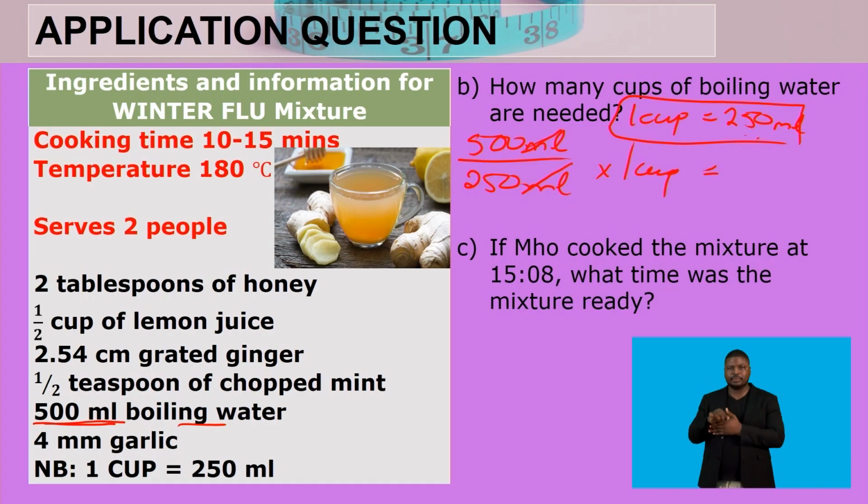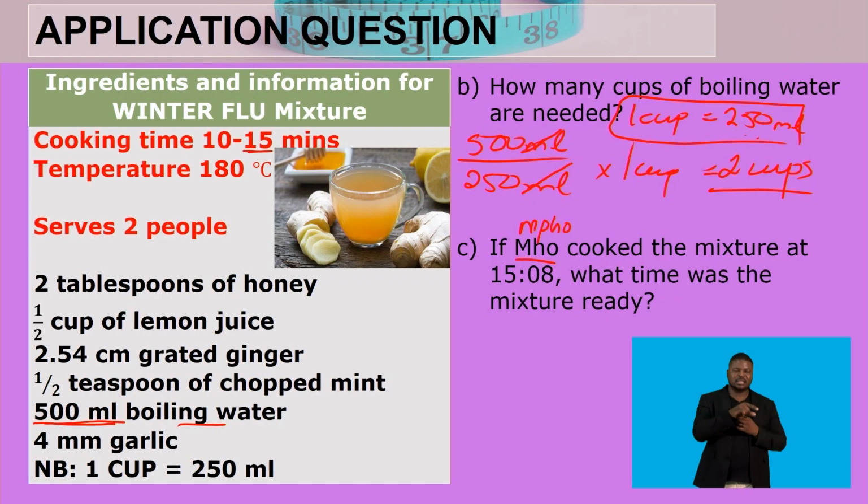Milliliter and milliliter will give you a 1. What is 500 divided by 250? It's 2. Let's confirm it on our calculator, 500 divided by 250, it's 2. 2 multiplied by 1 will give you 2 cups. So we need 2 cups of boiling water. Okay, question C says, if more, okay, this is a typo. It was supposed to be Mpho, because remember, this is Mpho who's cooking a flu mixture for his grandmother, right?